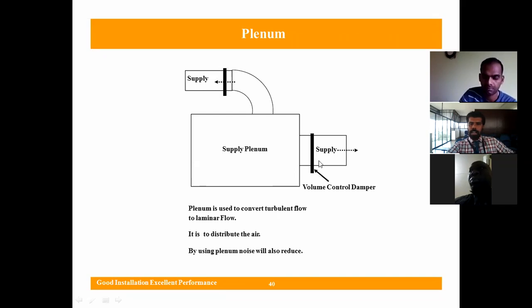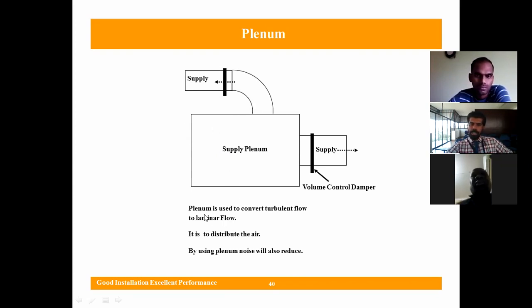You have a volume control damper to control the volume of the air. This is the supply, air is supplied. So we have to size the dimension of this supply plenum. That means we need to know the length, width, and the height.